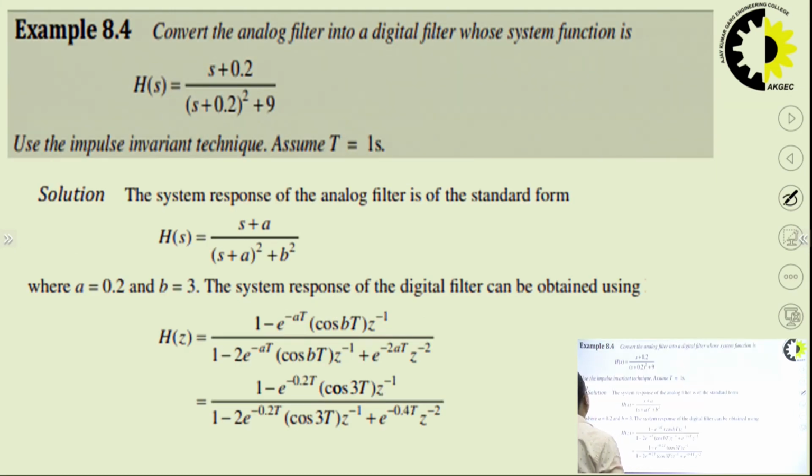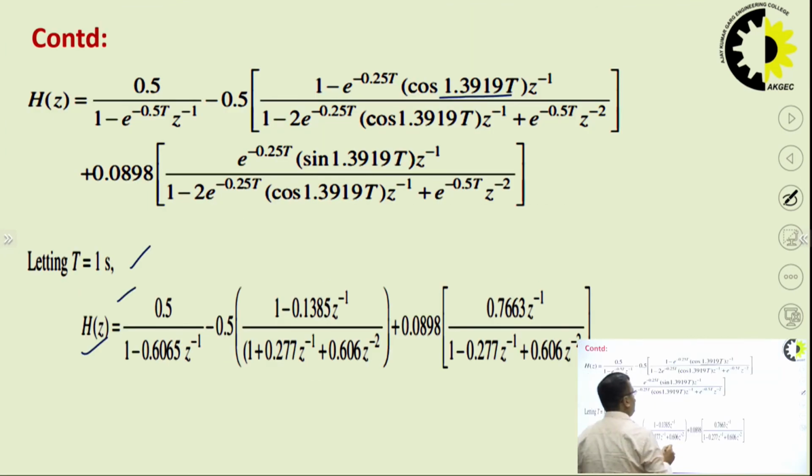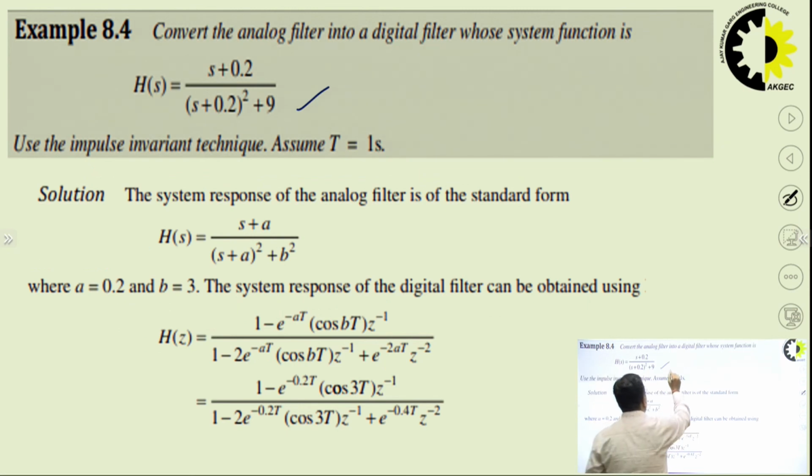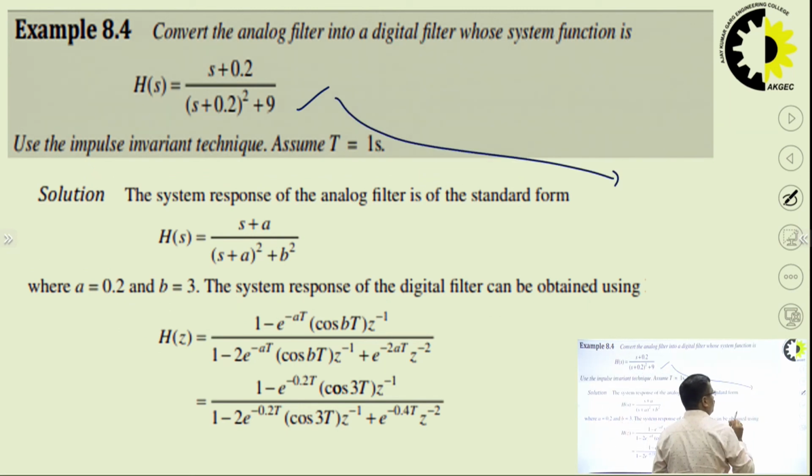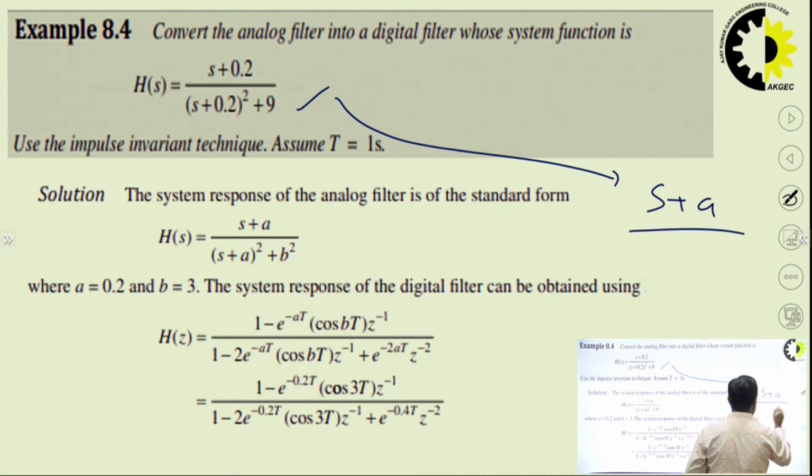Now next question, convert the analog filter into digital system function, which is this. So this is simple. What is it like? It is like the second formula, that is the cosine base: (S plus A) upon ((S plus A) whole square plus B square).